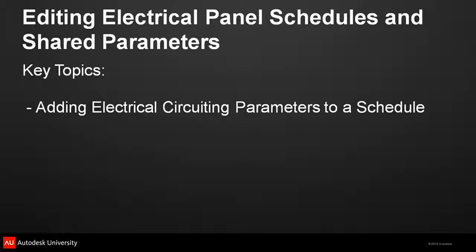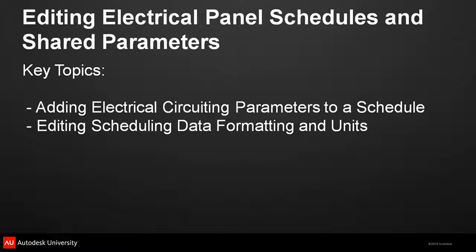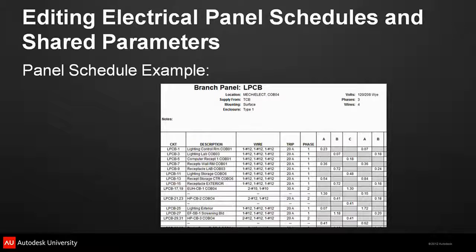So let's go back over to this guy. We're also going to take a look at editing the scheduling data formatting and how you can change the values in the schedule. And we're also going to know the limits of the circuit and equipment parameters. So this is like a typical panel schedule. Does anybody have anything that looks like this? Okay, you ever having a problem getting a 2-wire to show up like this? All right, so let me show you how to fix that first.